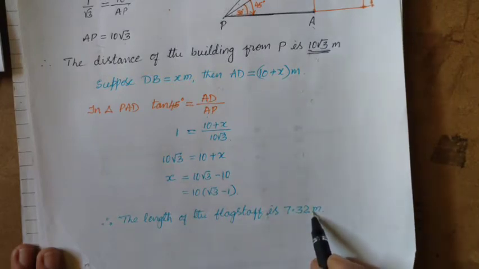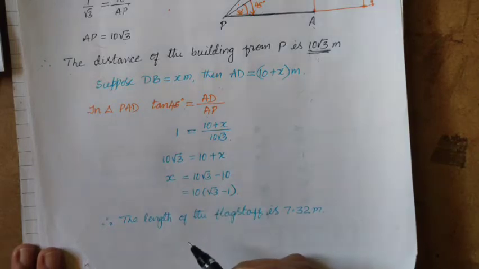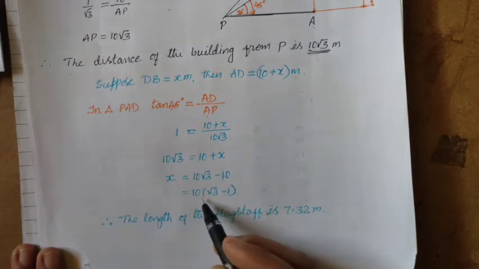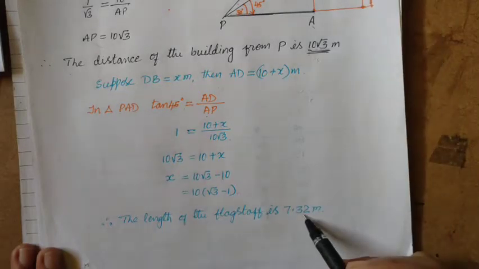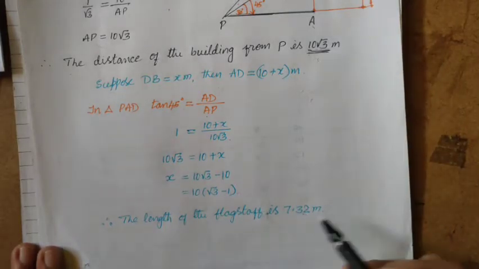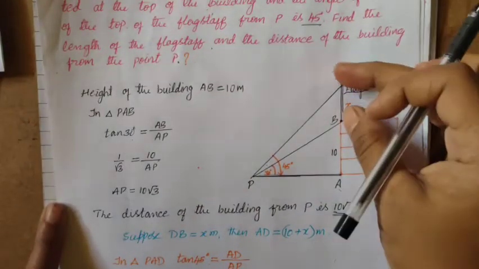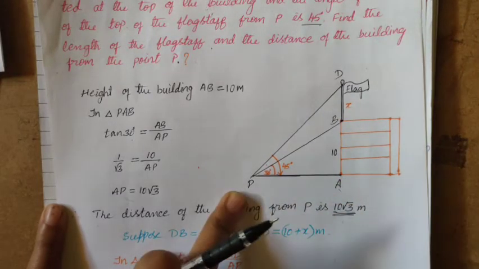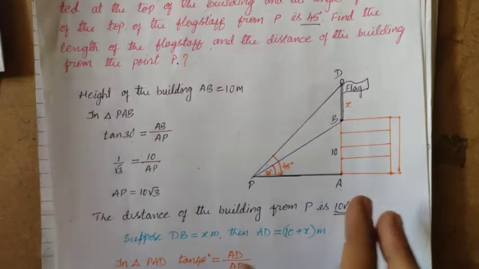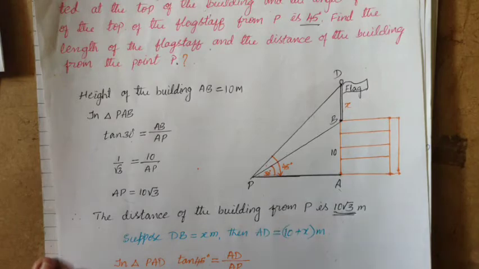7.32. You can use this root 3 value. Root 3 value is nothing but 1.73 something. So by using this root 3 value, we find the length of the flagstaff to be 7.32. So in this way we can find the length of the flagstaff and the distance from the building to the point P. So in this way you can find the height and distance by using the applications of trigonometry.